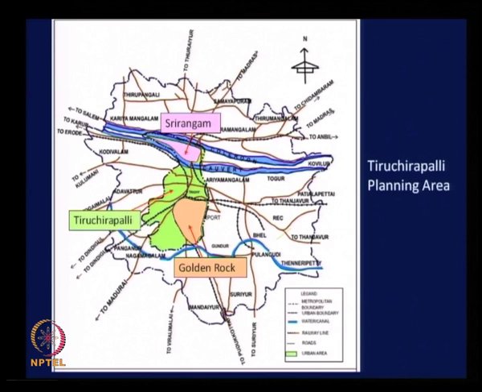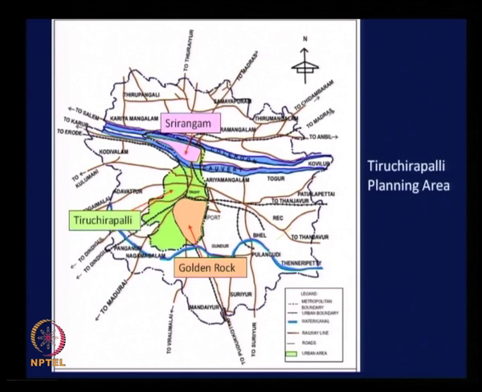The data that we used pertain to Srirangam and Tiruchirappalli, comprising 35 traffic zones, and the Golden Rock area consisted of 14 traffic zones, and this data was held out for validation. You can see this is a totally separate portion, right, and this data was used to predict distribution of trips, and a distribution matrix was developed.